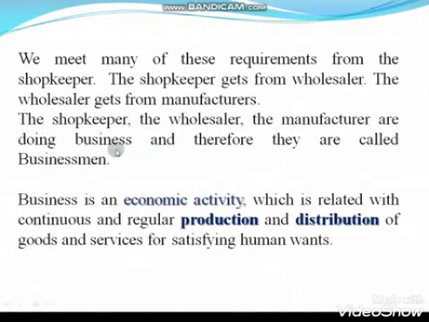So we need to understand exactly what it is. Business is an economic activity. So here you have to emphasize the word economic activity. Business, what is business? It is an economic activity. I already told you what is the base of all business activities. Economic activity is the base of all business activity. So that's why business is an economic activity which is related with continuous and regular production and distribution. You should understand what is production and you should understand what is distribution of goods and services. So what are these goods and services?